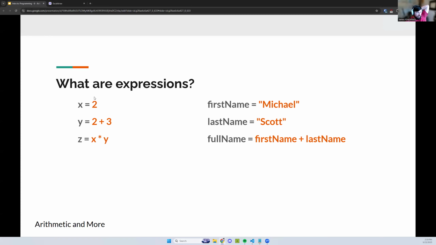Another recap on the expressions. As a reminder, expressions are values or anything that turns into a value. So 2 plus 3, x times y. 2 is a value. 2 plus 3 is an expression that evaluates into being a value. But all of these are expressions.